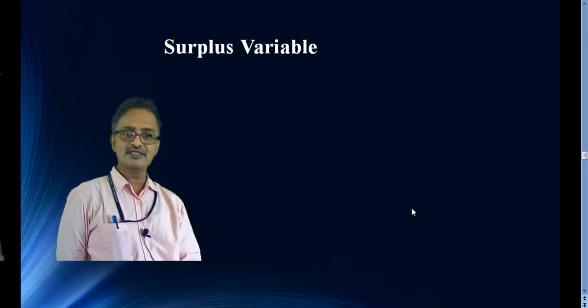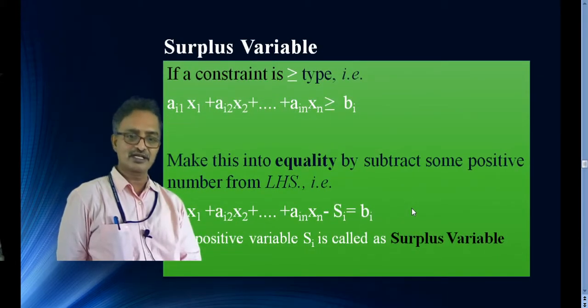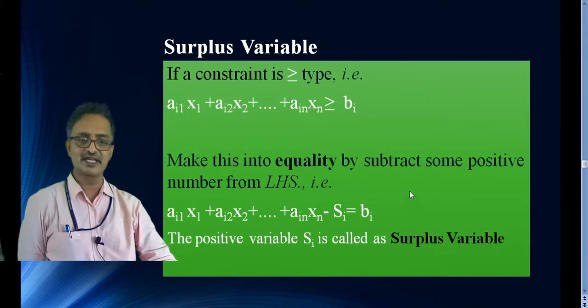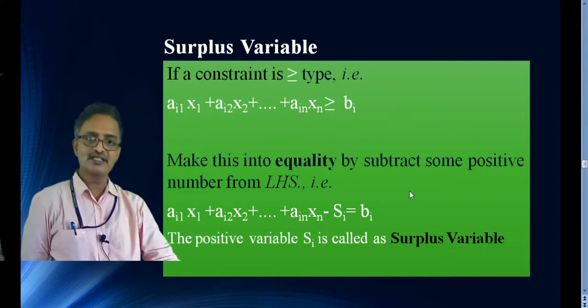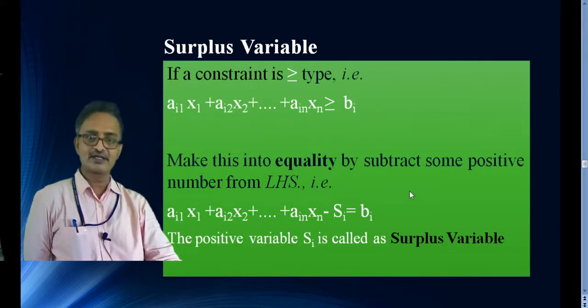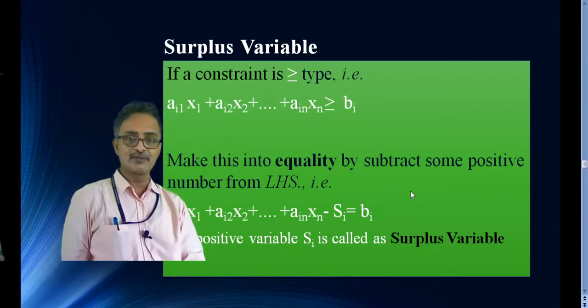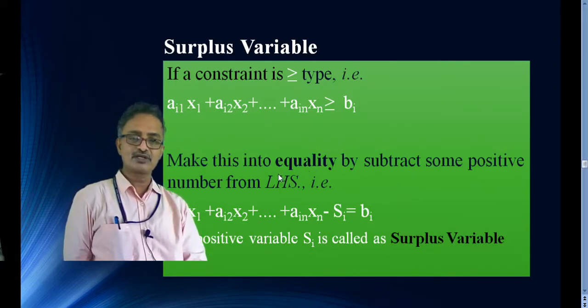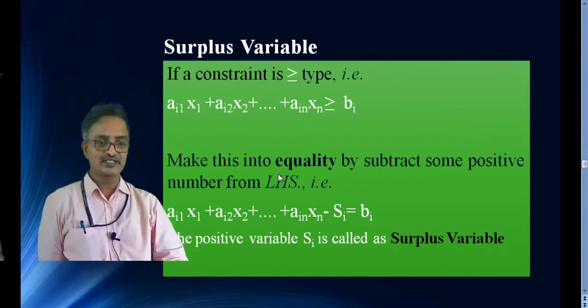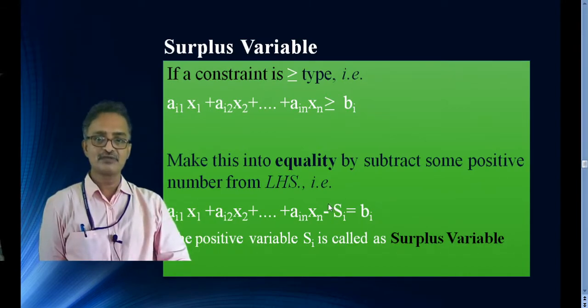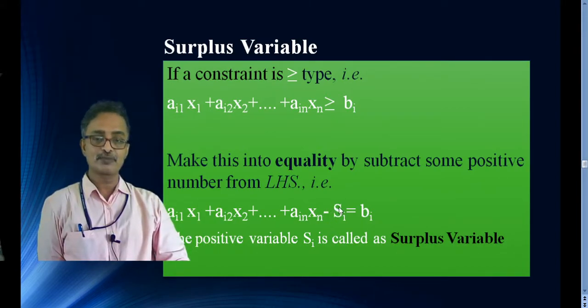In the case where the formulation has a greater than or equal to type, then the left hand side is greater by some number. That positive number is to be subtracted from the left hand side, and we treat that variable as surplus to the right hand side. That is why it is called a surplus variable, and that positive quantity is subtracted so that we can make the inequality into equality.